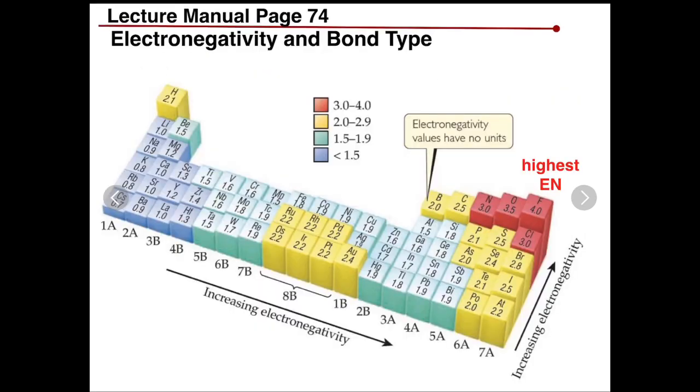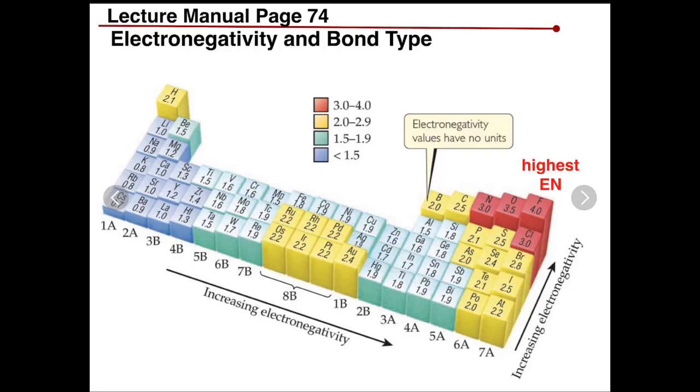Next, we are going to associate the different bond types that we learned previously with the difference in electronegativity value. So here is the table of electronegativity values. Recall from the previous video, electronegativity is the ability of an atom to withdraw electrons toward itself. Because fluorine is the smallest and has the highest effective nuclear charge, fluorine has the highest electronegativity to pull electrons toward itself, followed by oxygen and nitrogen.